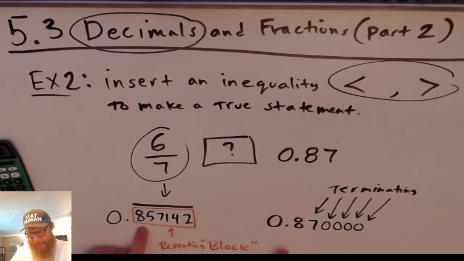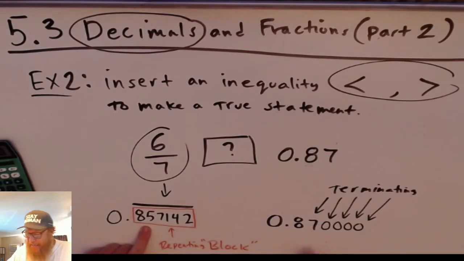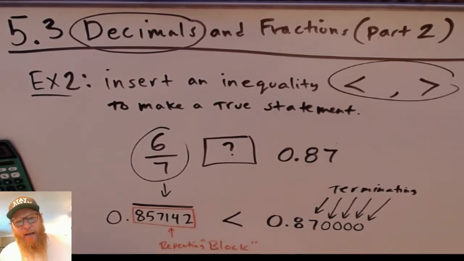So 0.857142 repeating and 0.87, we compare them, 85, 87, and we get that 0.87 is larger.